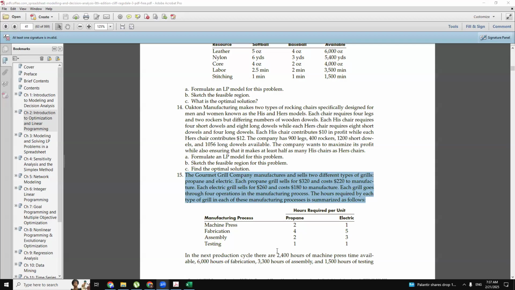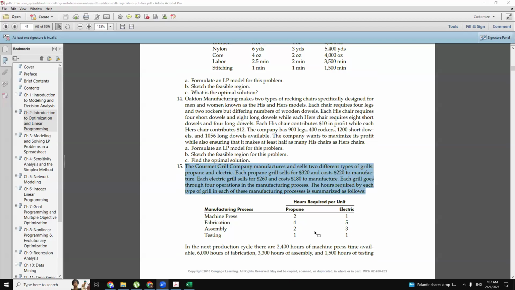In this question, they have provided tabular information of the manufacturing process and hours required per unit for propane and electric. And then in this paragraph, they have provided the constraints.